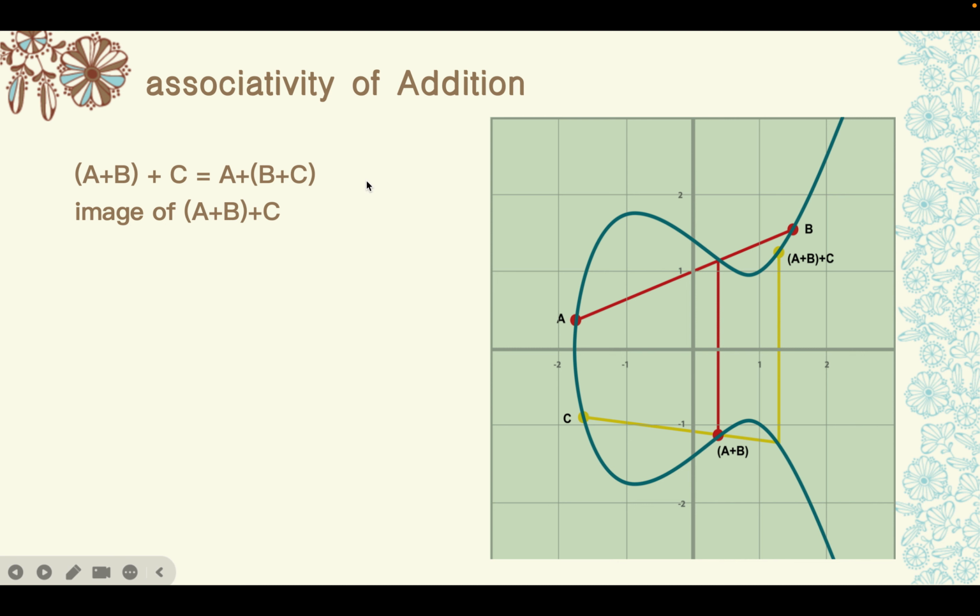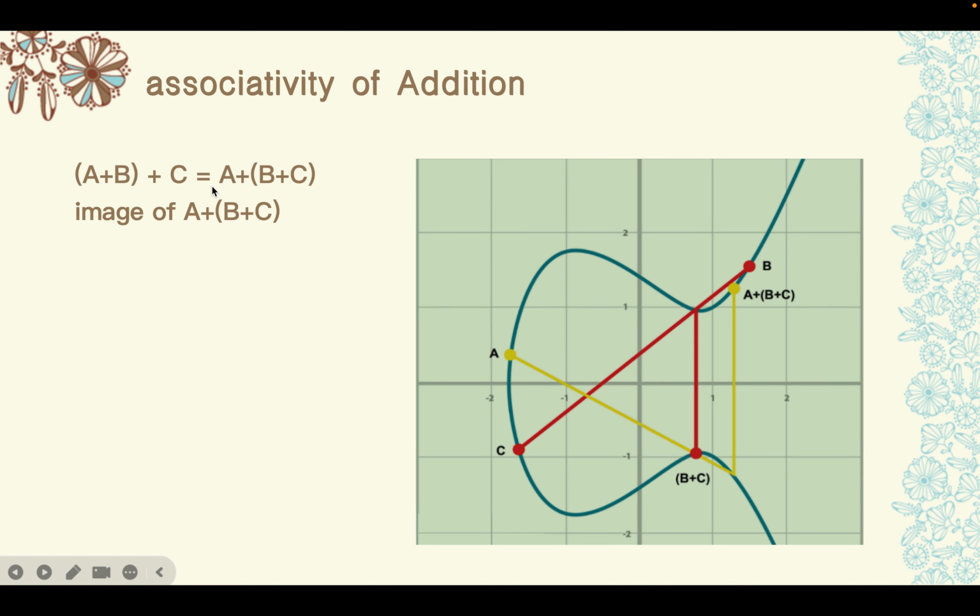Let's see another one. Here is the image of this one. First we have B plus C. The third point intersects with the curve here. Now find its symmetric point. It comes to here, it's B plus C, right? Now we connect A with B plus C, this yellow line here, and we extend the line to here. And we find the symmetric point of the third point. Now it comes to here, right?